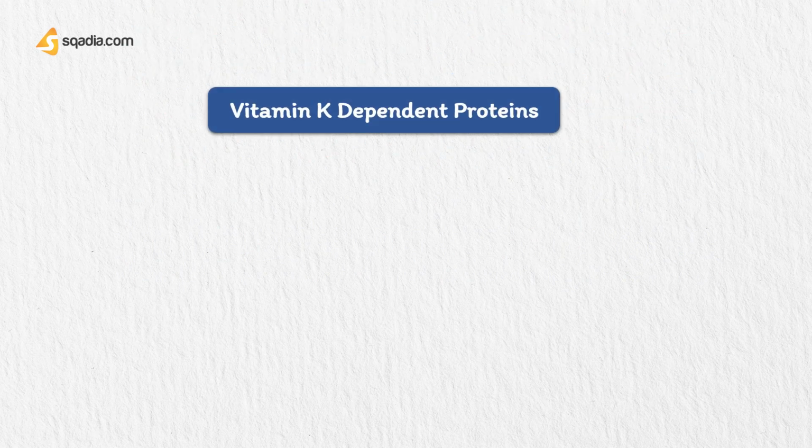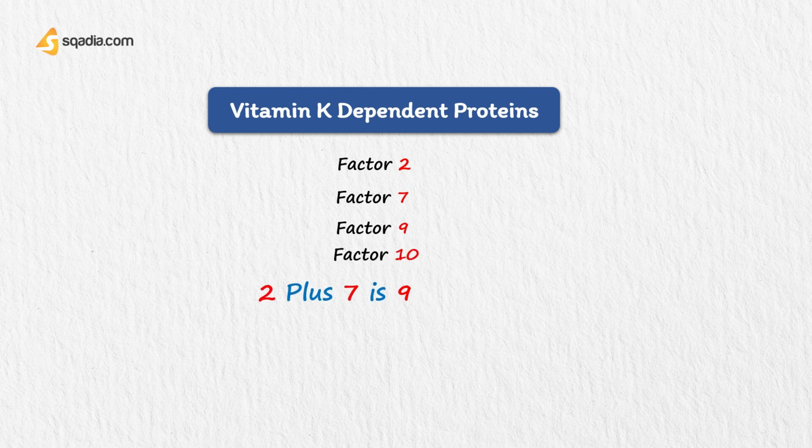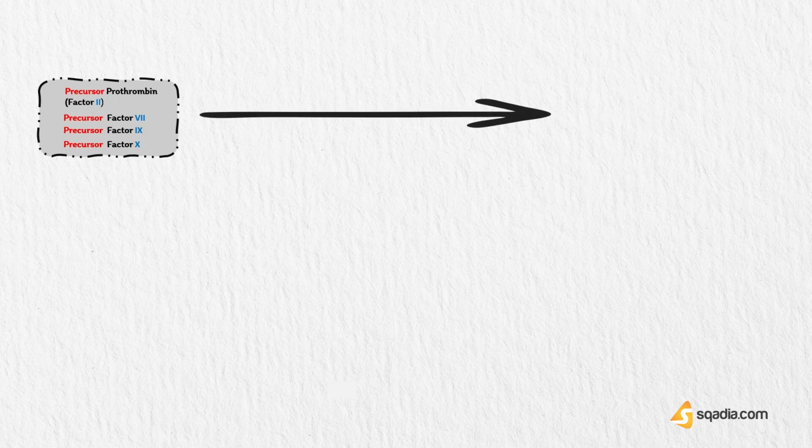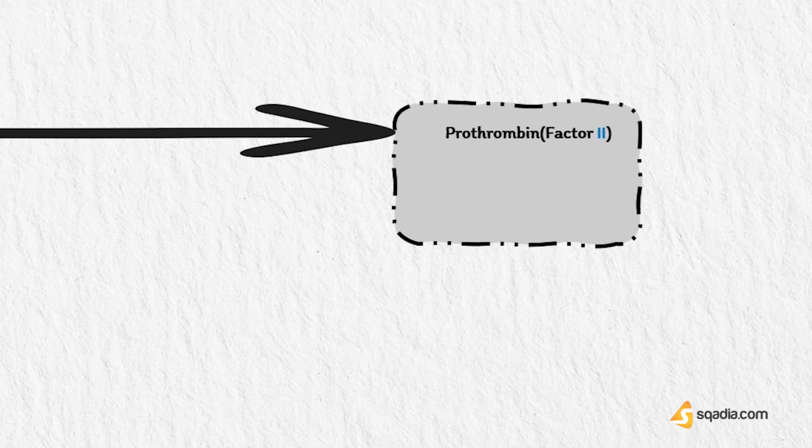Vitamin K-dependent proteins involve factor 2, factor 7, factor 9, and factor 10. You can remember vitamin K-dependent proteins by a mnemonic: 2 plus 7 is 9, not 10. Precursor prothrombin, or factor 2, precursor factor 7, precursor factor 9, and precursor factor 10 are activated and converted to prothrombin, or factor 2, factor 7, factor 9, factor 10.